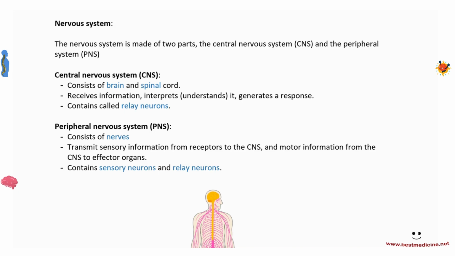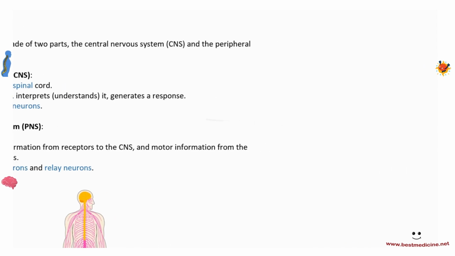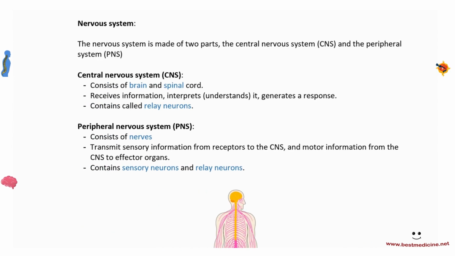The central nervous system consists of the brain and the spinal cord. What the brain and spinal cord do is they receive information, they're able to interpret it, understand it, and they are able to generate a response. Okay, so what about the peripheral nervous system?